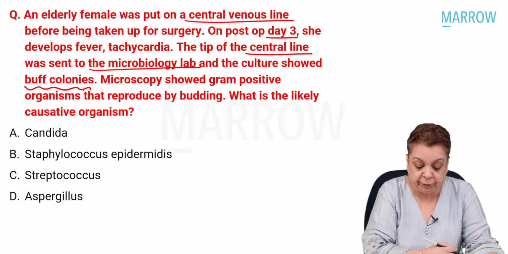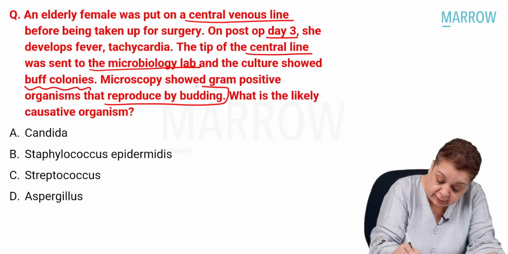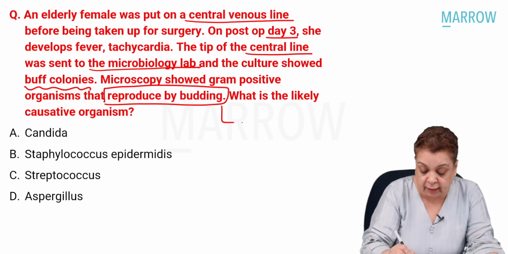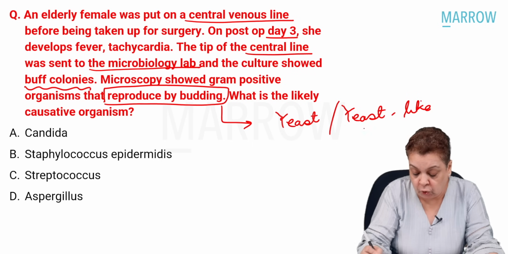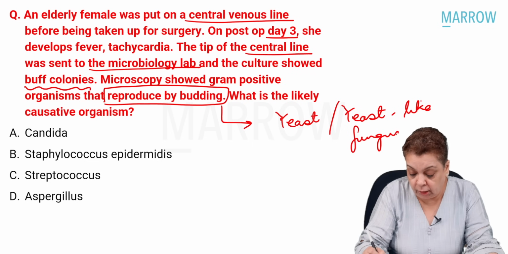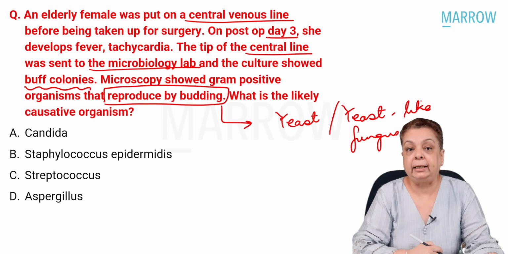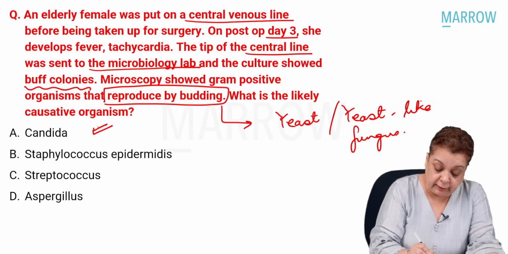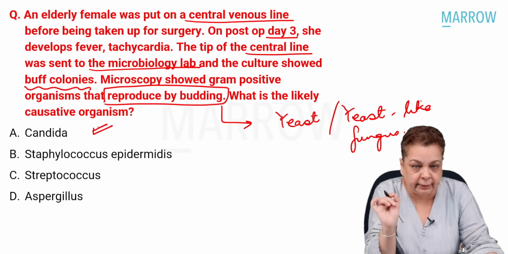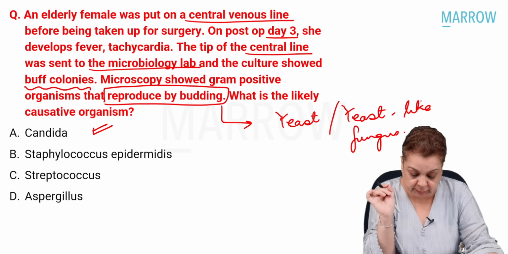Microscopy showed gram-positive organisms that reproduce by budding. So we are talking about a yeast or a yeast-like fungus because these show budding. What is the likely causative organism? Candida, yes, that is definitely our answer. It can be easily stained by gram stain and it shows budding.